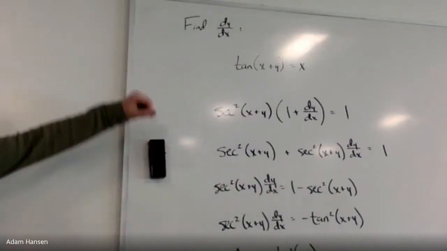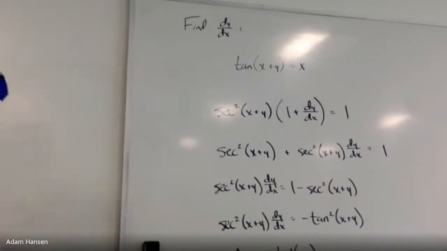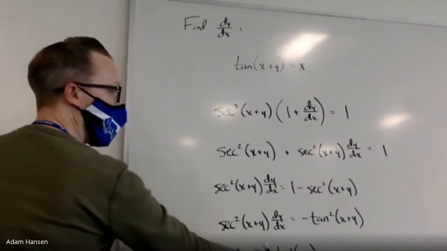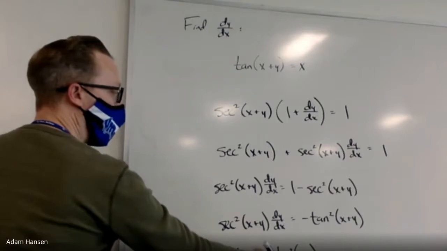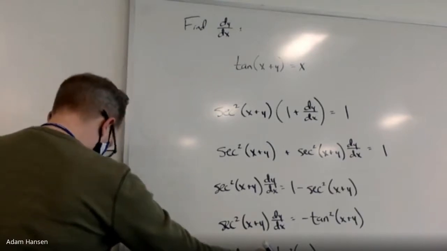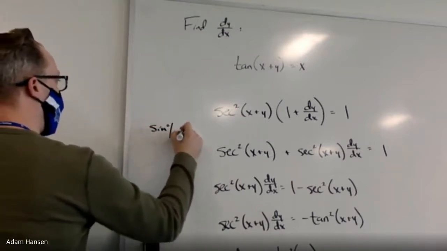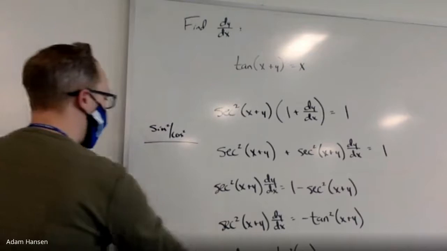There's my derivative, but I bet I can simplify it. What would tangent be in terms of sines and cosines? Think about the quotient identity for tangent. Tangent is what divided by what? So tangent is sine over cosine.